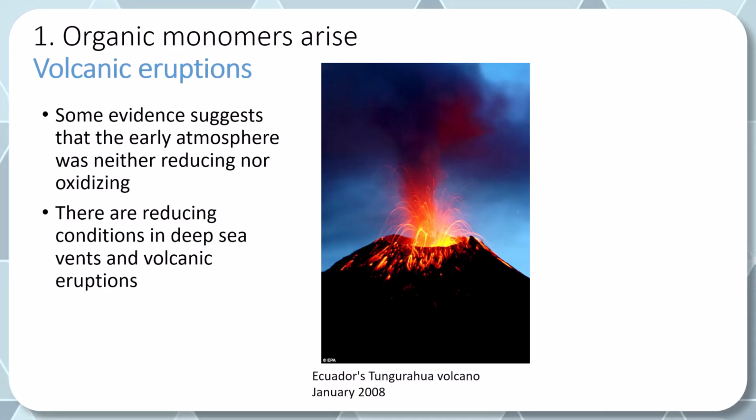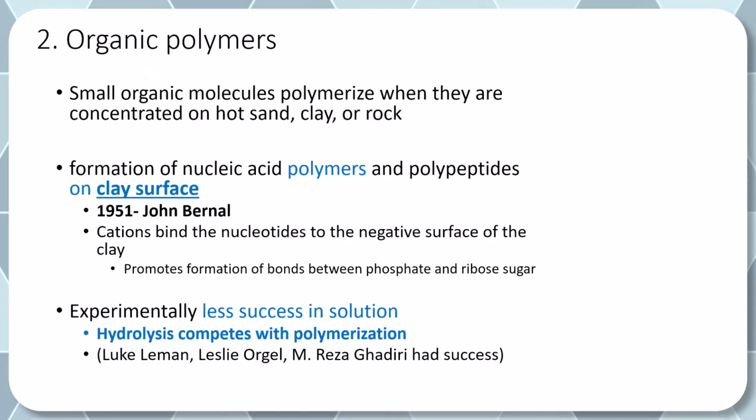There's some evidence that suggests that early Earth's atmosphere was neither reducing nor oxidizing, and so volcanic eruptions themselves could be responsible for organic monomer formation. So once we've got monomers, we could link them together and form organic polymers. So small organic molecules polymerize when they're concentrated on things like hot sand, clay, or rock.